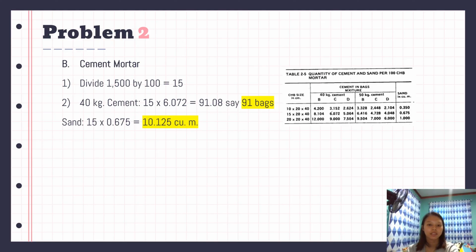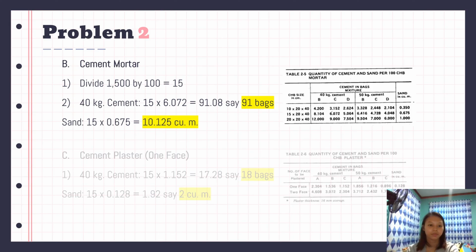And then next, we refer to table 2.5 and class C, 40 kilogram cement. So 15 times 6.72 is equal to 91 bags. And in solving for the sand, 15 times 0.675 is equal to 10.125 cubic meters.